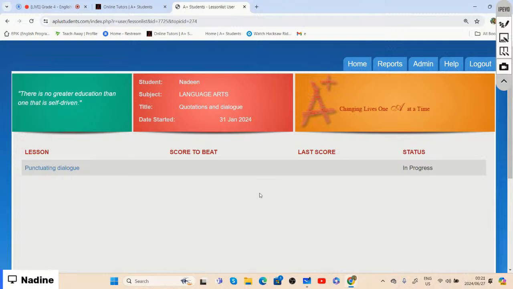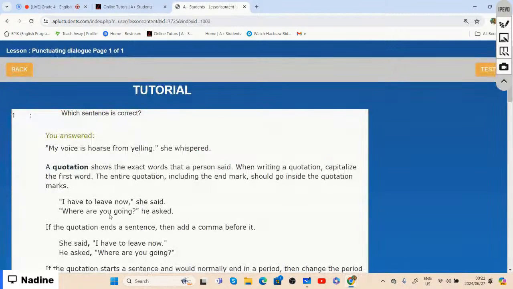All right, so now we are going to our lesson, which is punctuating dialogues. And remember, punctuating means we need to put our capital letters where needed, we need to put our commas where needed, we need to put our end marks where needed, which is either your period, your exclamation mark, or your question mark.